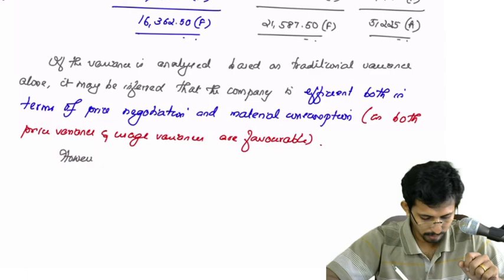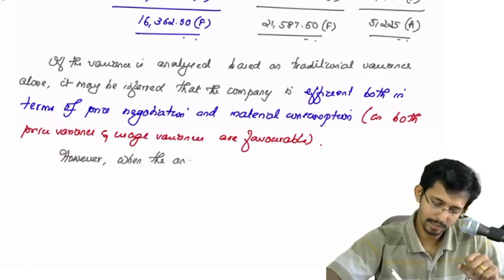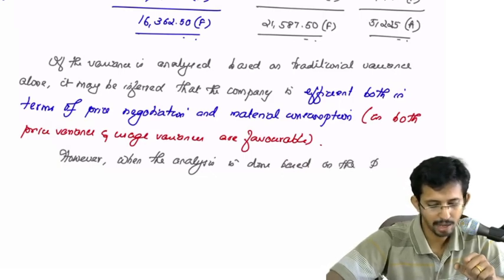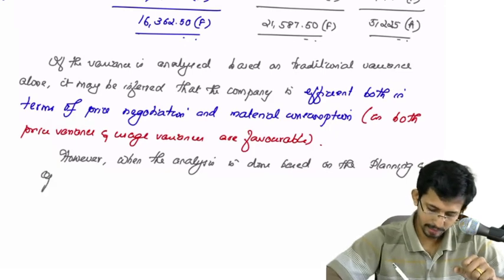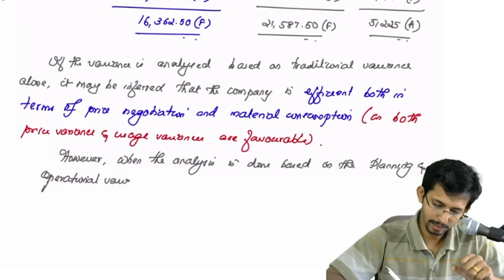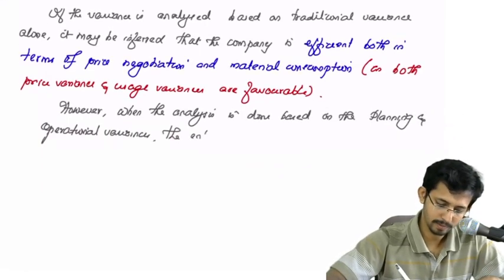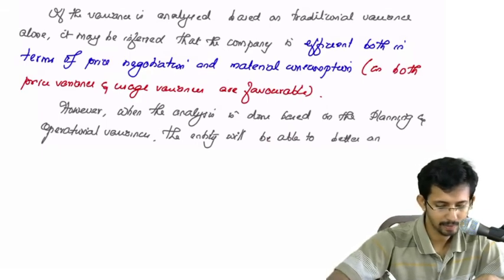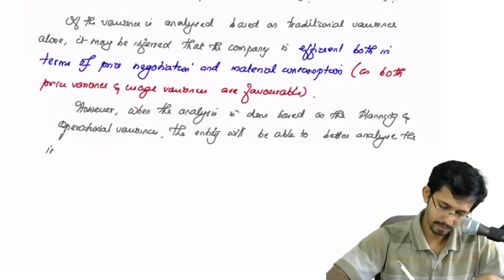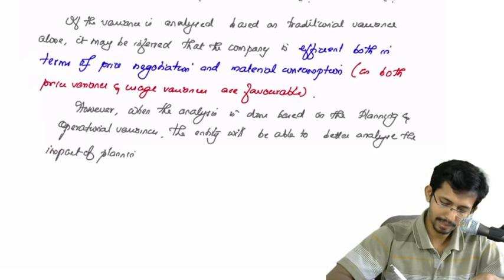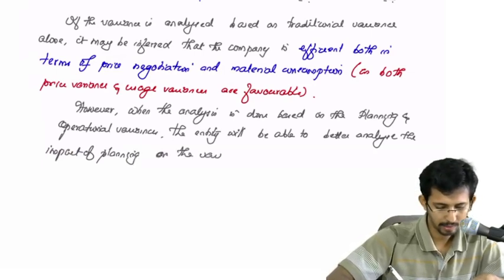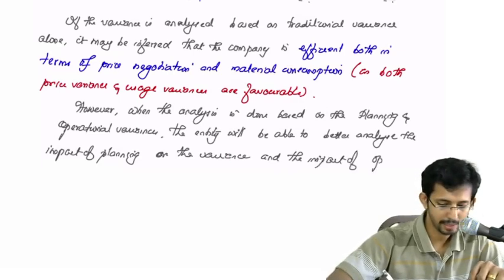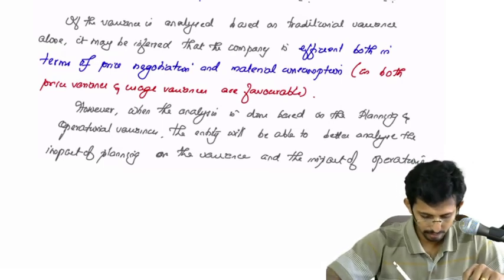However, when the analysis is done based on the planning and operational variances, the entity will be able to better analyze the impact of planning on the variance part and the impact of operations on the variance.